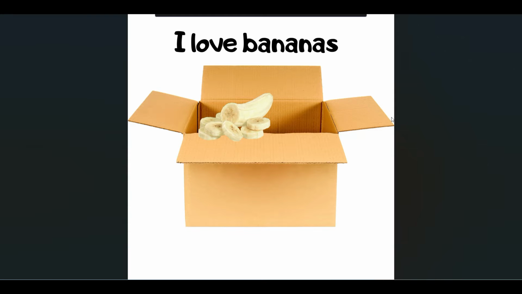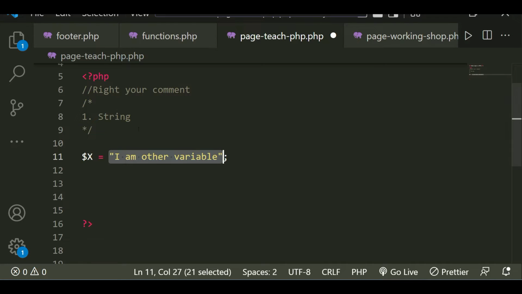Let's remember this image: we have a box, which is our variable, and we can put different types of data there. So we have different types of fruits like banana, apple, oranges. In the same way, we have 8 data types in PHP. So let's study them one by one.